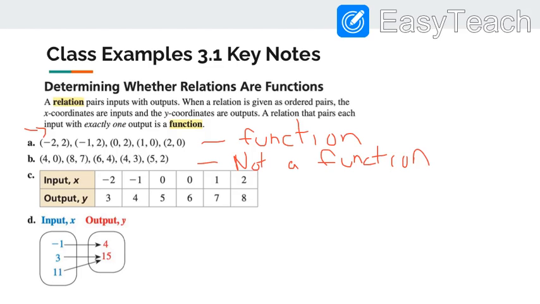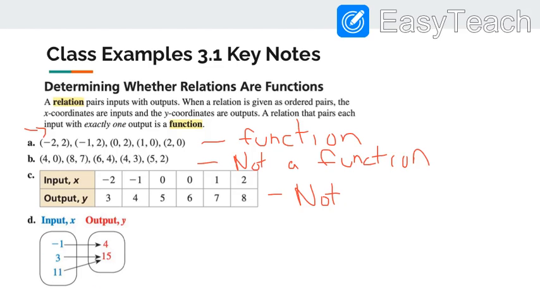Alright, the third one, a little bit easier because it's already in a table format. Independent x values, but we see right here, both of these are the same input. They go to different outputs. One time it goes to 5, one time it goes to 6. This one is also not a function.